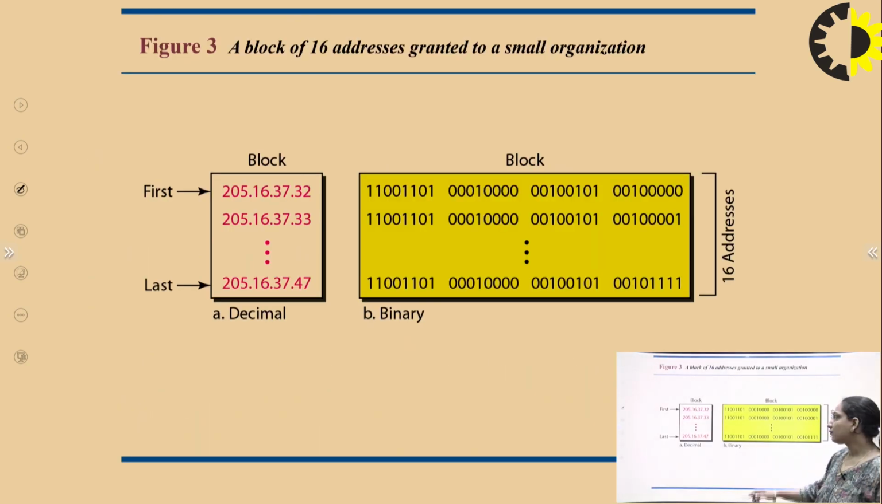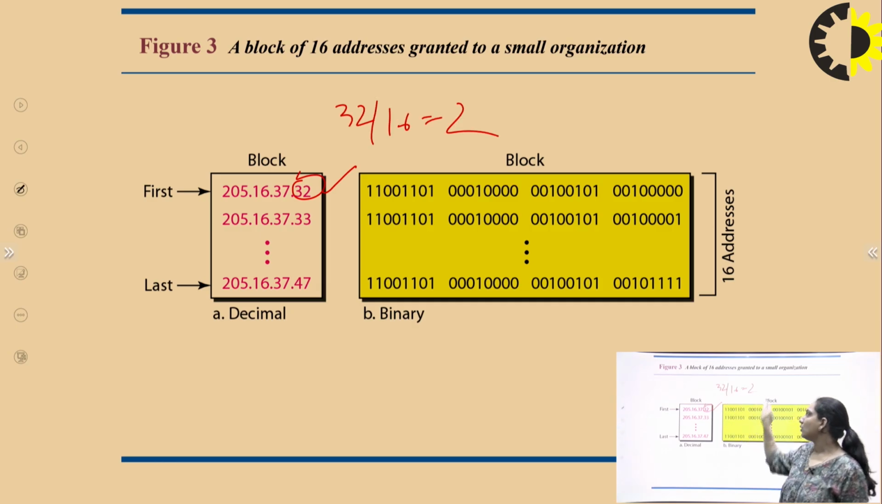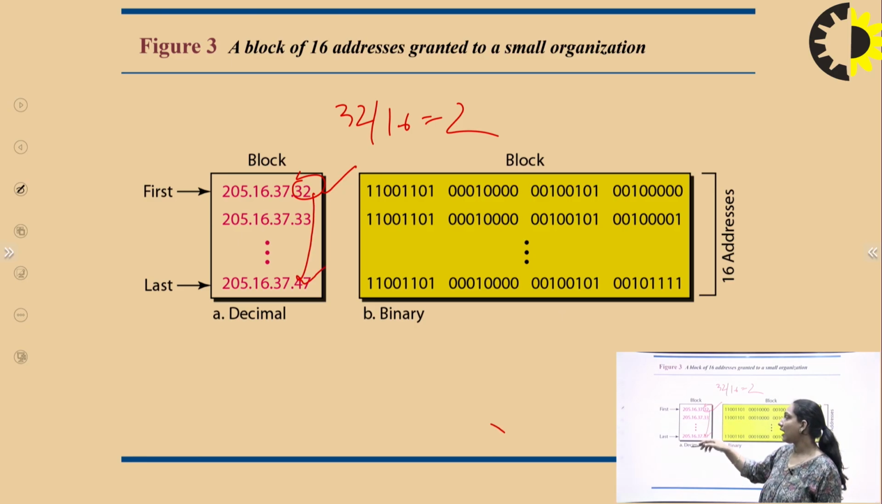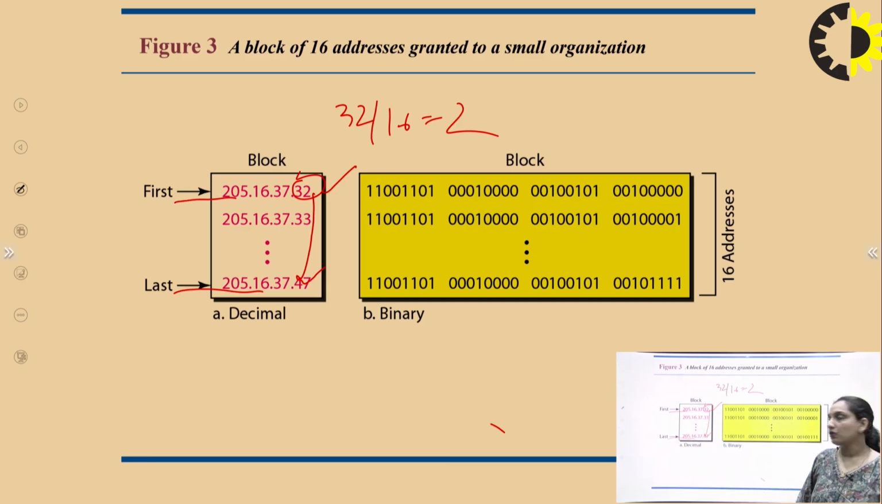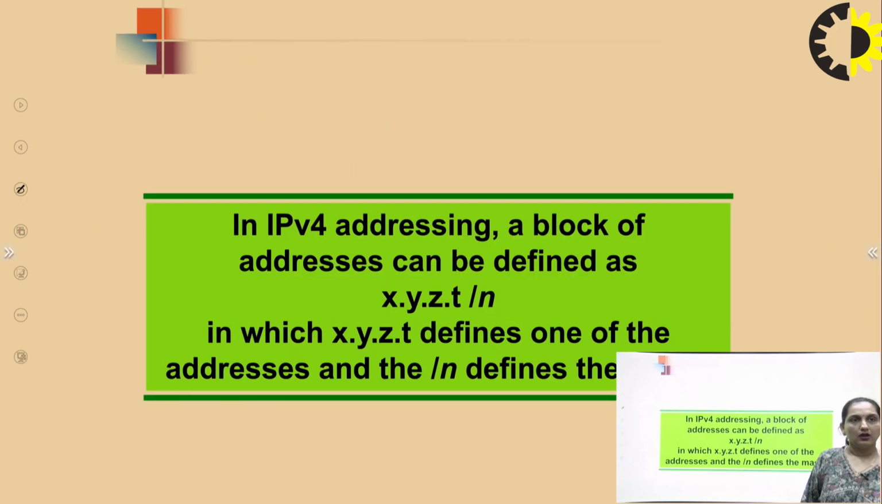We will start from any IP which is divisible by 16, because 32 divided by 16 is equal to 2. So this is where we will start with our IPs, and it will go on increasing. This is the first address and this is the last address we are having. So we increase by 16 addresses and assign them. So this is the making.